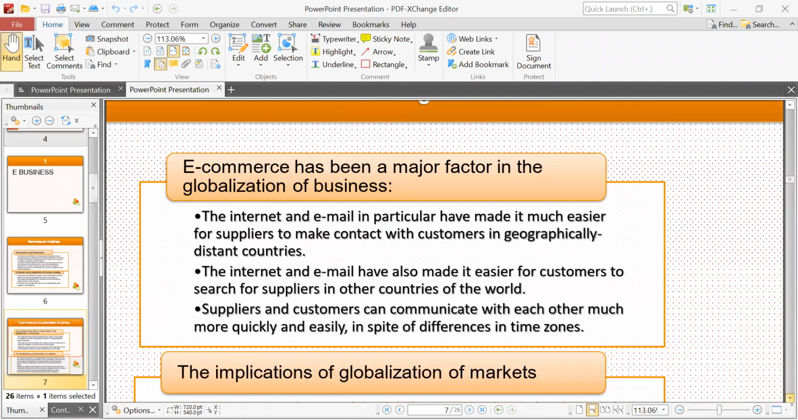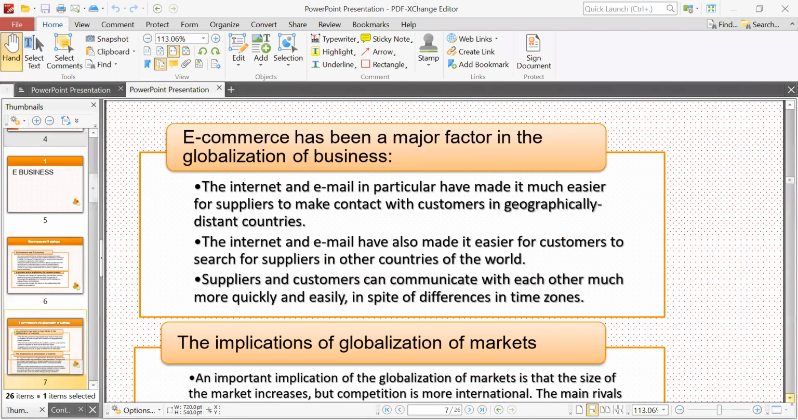Now let's move on to, as we all know, e-commerce has been a major factor in the globalization of business. The internet and email in particular have made it much easier for suppliers to make contact with customers in geographically distant countries. So this was what we were talking about earlier, right? Today you can make contact with people or suppliers in other countries through the power of the internet.